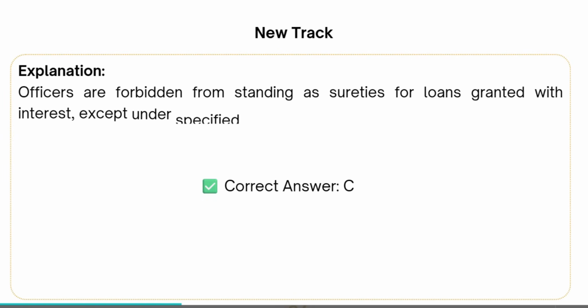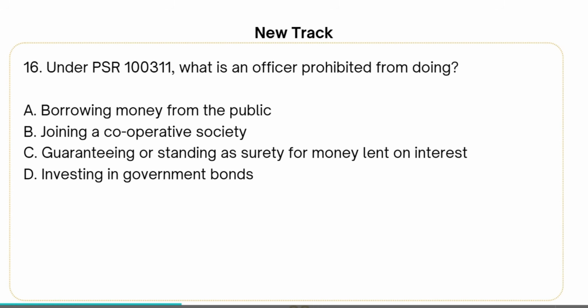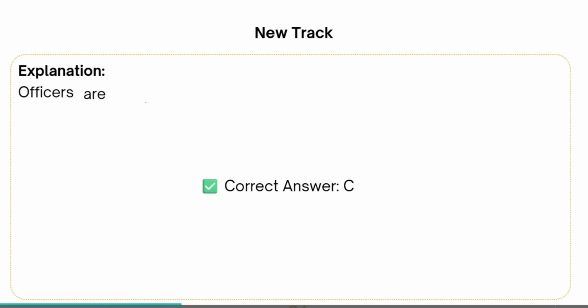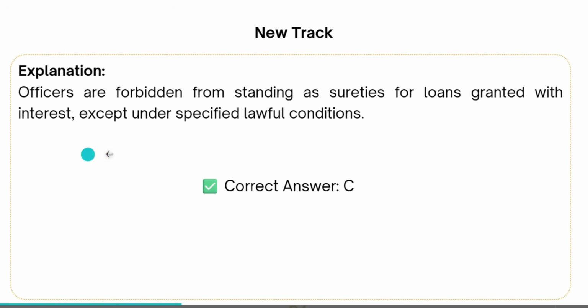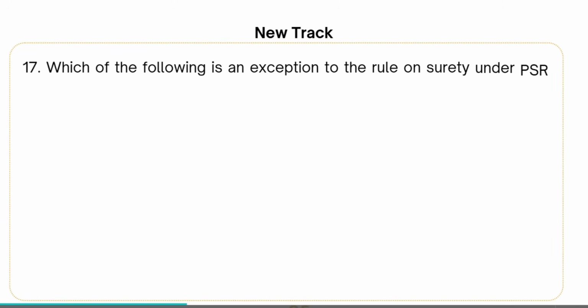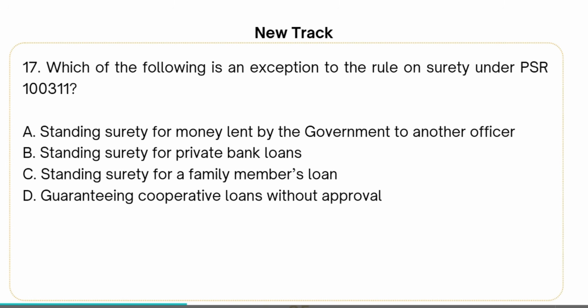The right option is option C, and option C says guaranteeing or standing as surety for money lent on interest. The explanation says officers are forbidden from standing as surety for loans granted with interest except under specific lawful conditions. Option C. Question number 17. Which of the following is an exception to the rule on surety under PSR 1003, paragraph 11?